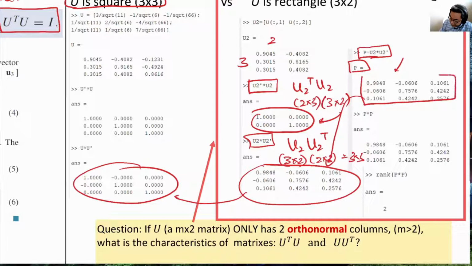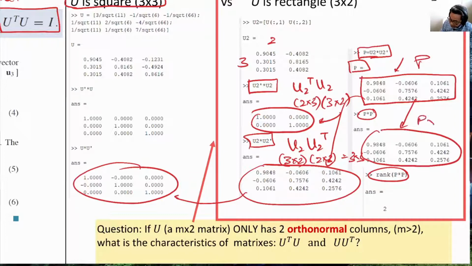This matrix has only 2 independent rows or 2 independent columns. How do we know? We compute its rank. The rank of P is 2. Not only that, P times P is equal to P. So this is P, this is P times P, and if you compare the entries, they are the same. In another lecture, I'll explain that any matrix that satisfies P equals P squared is called a projection matrix.